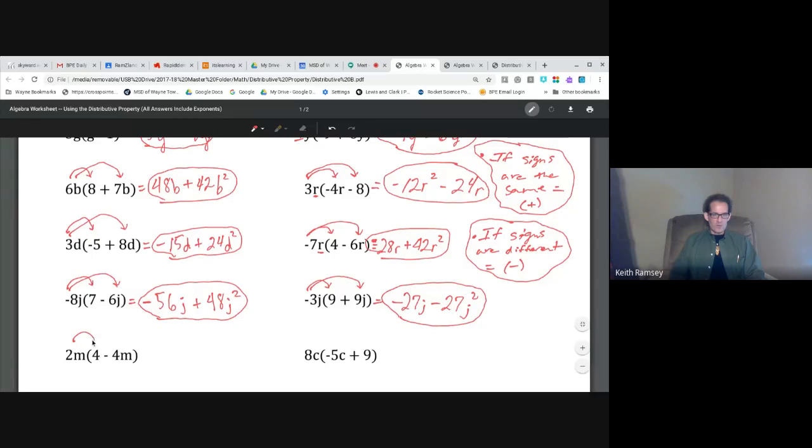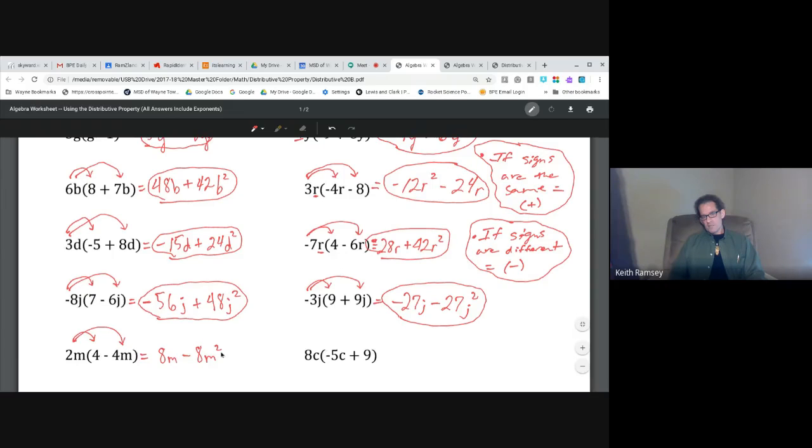Let's look at 2m times 4. These are both positive. Positive times a positive is positive 8. And there's an m here, but not there, so I'm just going to say 8m. Then I have 2m times negative 4m. Here's a positive times a negative, so my answer has to be minus 8. And I look at those variables, they're both m's. There's an m here, and there's an m here. So I have to say m squared.